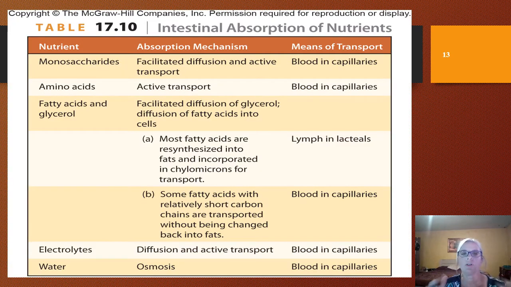This is a really good chart from your textbook. You need to take this and make some flashcards of it, all right? And so mostly I just want you to focus on how it's absorbed and where, which part of the alimentary canal, and then where is it going to, okay? Is it going to the blood or the lymph?